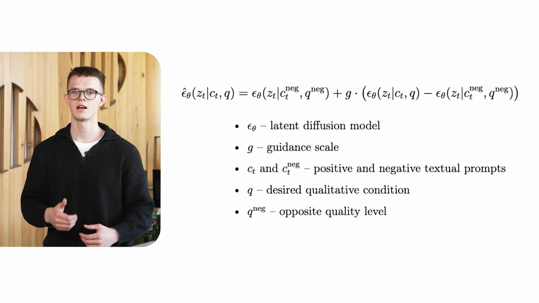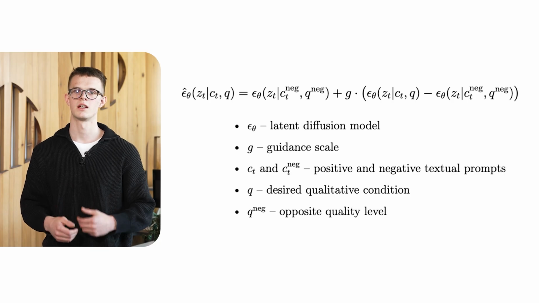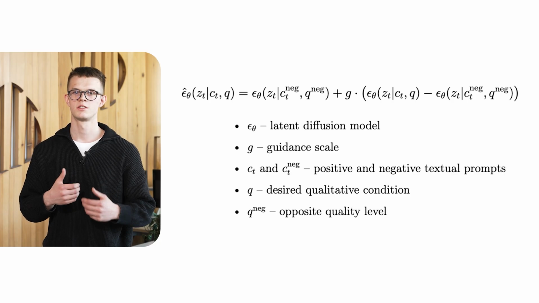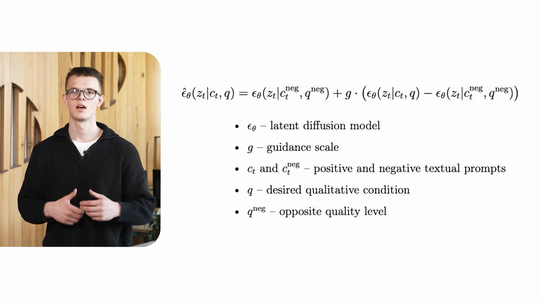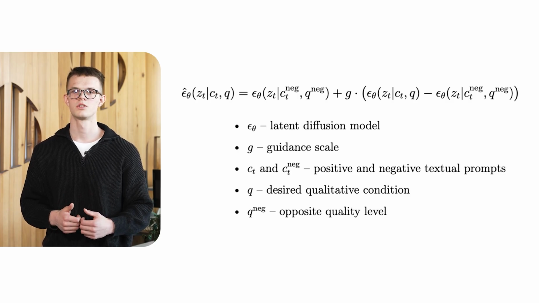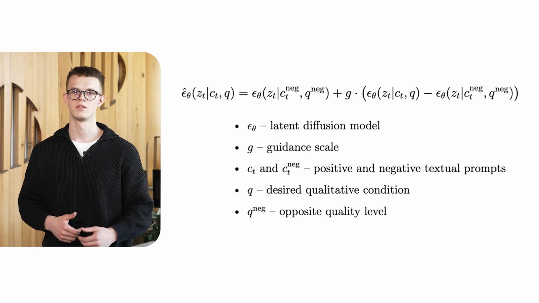We also added a mechanism called qualitative negative guidance. This mirrors the idea of negative prompts that steer generation away from undesirable outcomes. In our case, if we want high quality, we not only pull generation toward high quality examples, but also push it away from low quality ones.